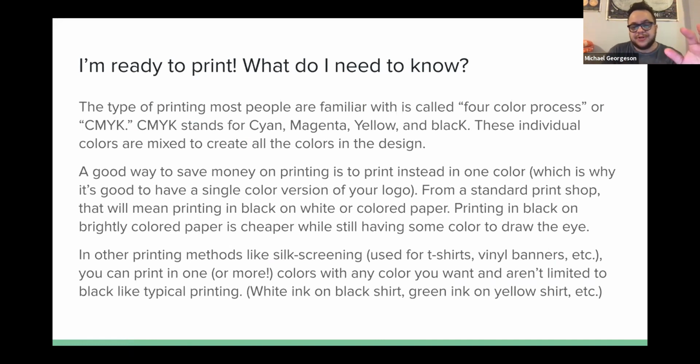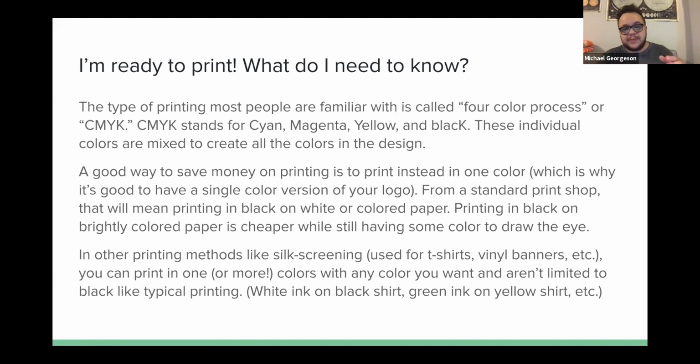If you're printing a color photograph, you're going to want to do it that way. But a good way to save money is to print in single color, which is one of the reasons why it's a good idea to have a single color version of your logo. From a standard print shop, that'll usually mean printing in black on white or colored paper. If you print black on a brightly colored paper, it's a cheap way to make a flyer while still having something to draw the eye with the color of the paper.